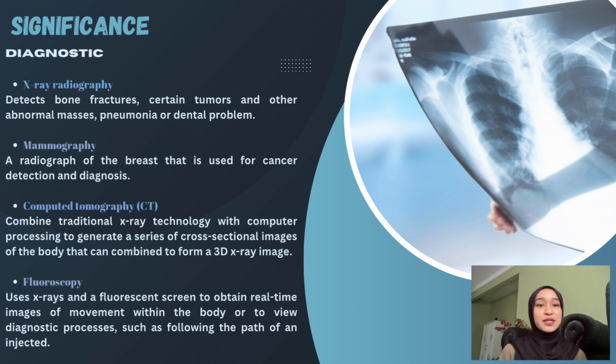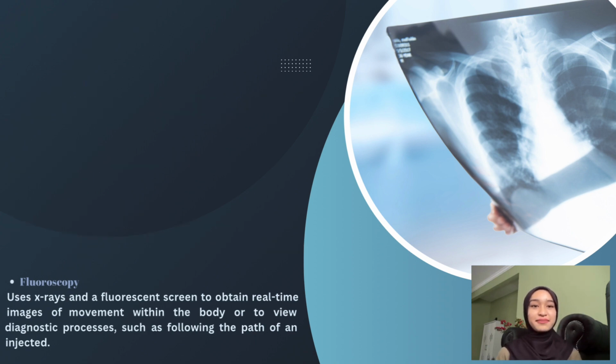Last but not least is fluoroscopy. It uses X-rays and a fluorescent screen to obtain real-time images of movement within the body to view the diagnosis process. For example, fluoroscopy is used to view the movement of the beating heart and to view blood flow to the heart muscle as well as through blood vessels and organs.